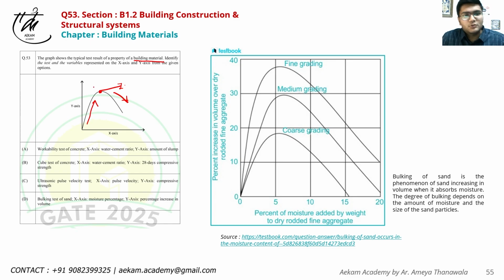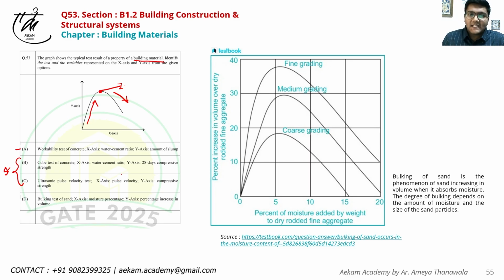If we see, to directly solve this answer, it would be D, which is bulking test of sand. But let's try and have a look at the options also. So A, B, and C talk about tests on concrete, tests on strength of concrete. Especially these two tests are strength of concrete, where this is for your slump cone test, which is workability of concrete.